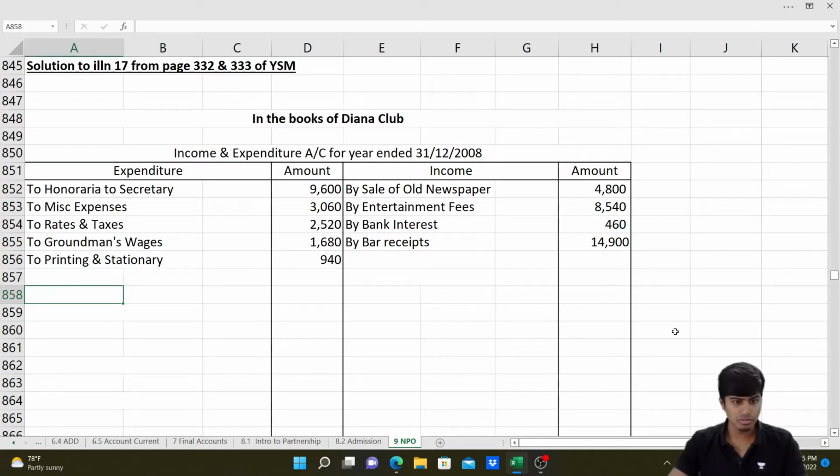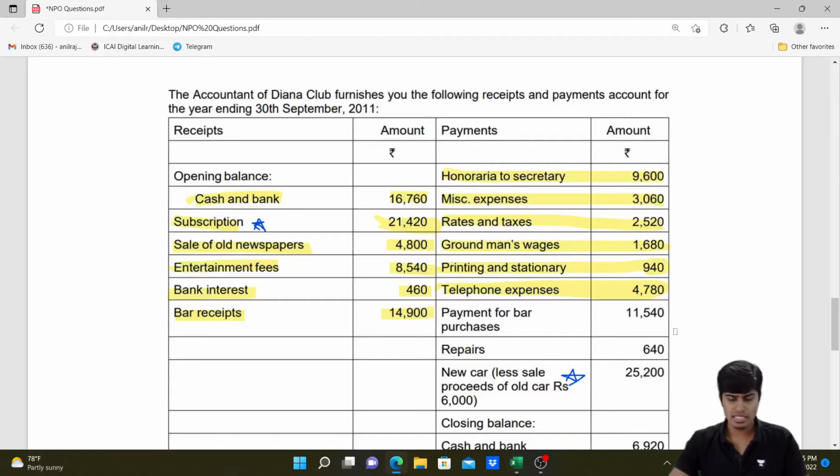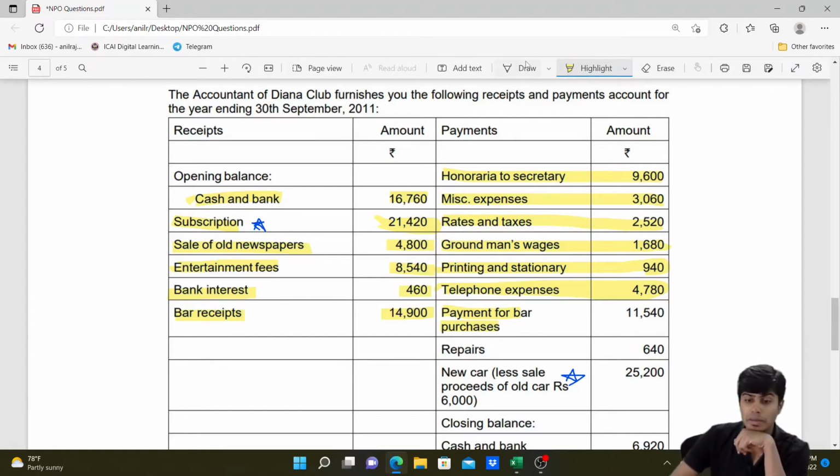Telephone charges 4,780. Got it? Yes. What do we have after that? Then we have payments for bar expenses. We've written bar receipts as income. So bar purchases. Oh wait, bar purchases cannot be written as expense. Why? We are preparing bar stock account.